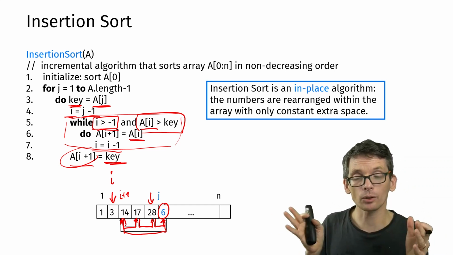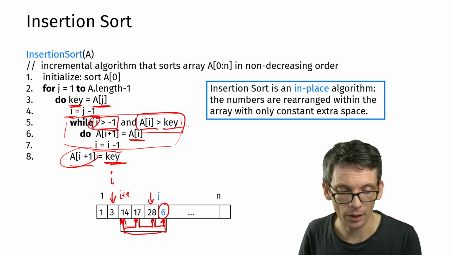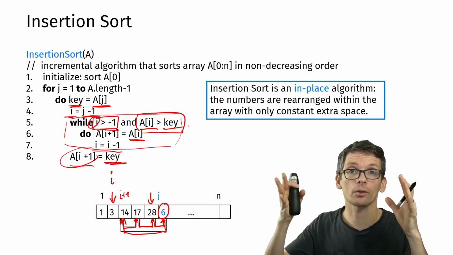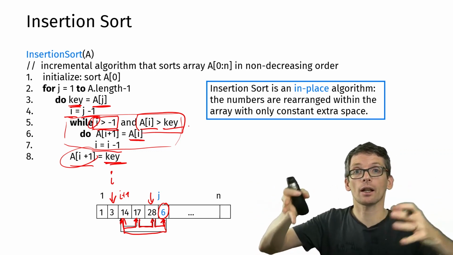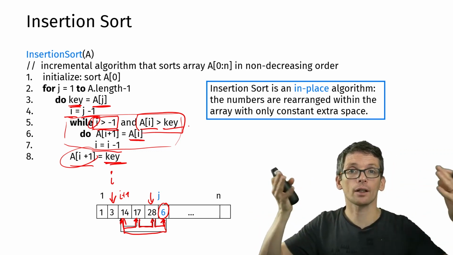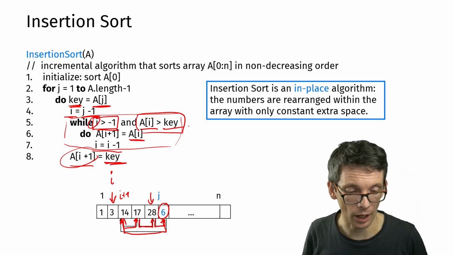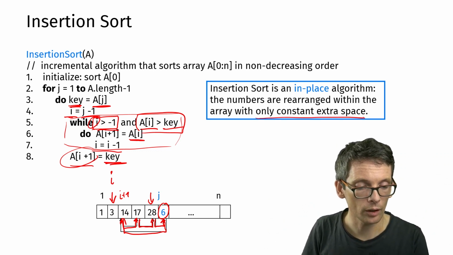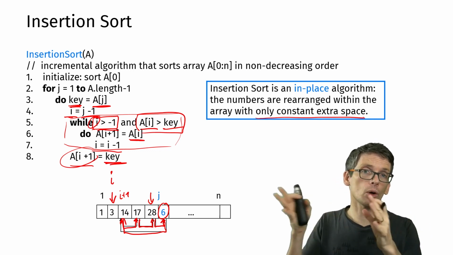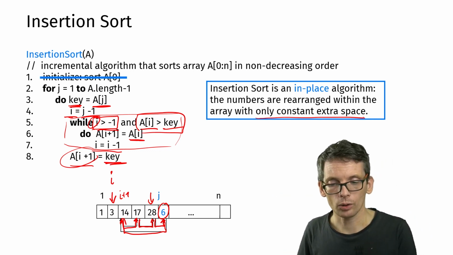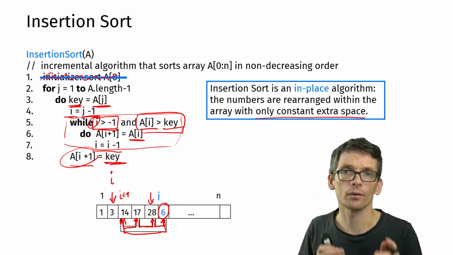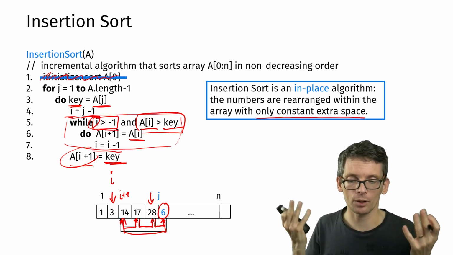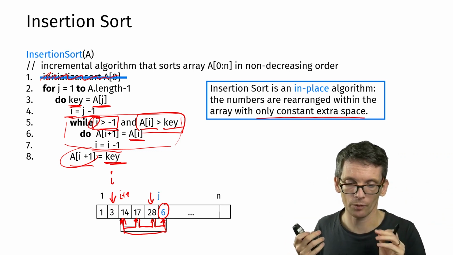So we need some extra memory to store i and key, but essentially everything that we're doing is happening in the original array, and we're not allocating, let's say, another array of the same size or anything that is larger. So that is called in place if we only use constant extra space beyond the original input. Also note this initialization here for A[0] we don't really need, as a single number is already sorted, so we can skip that line from now on.